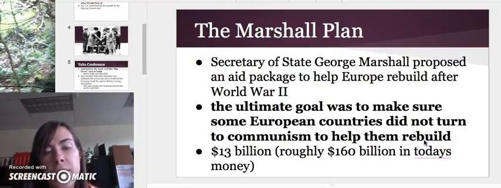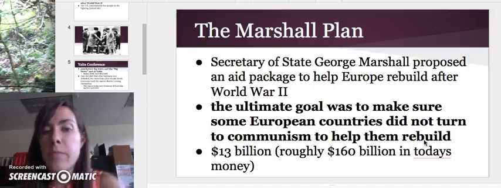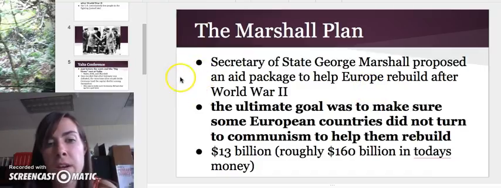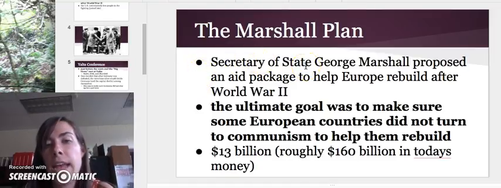So the first thing that's going to happen after the war's end is the Marshall Plan. Okay, so the Secretary of State, George Marshall, proposed an aid package to help Europe rebuild after World War II. This is a guy from the United States. I want you to write right next to this bullet, right here, that's written out for you, United States. Okay, this guy is from the U.S. and he gives an aid package. And what that means is he gives money to help Europe rebuild after World War II.